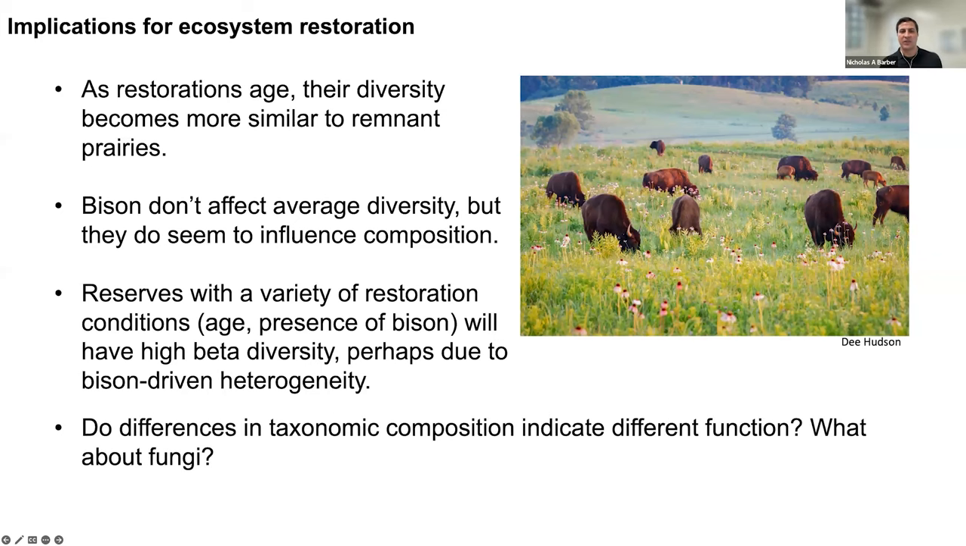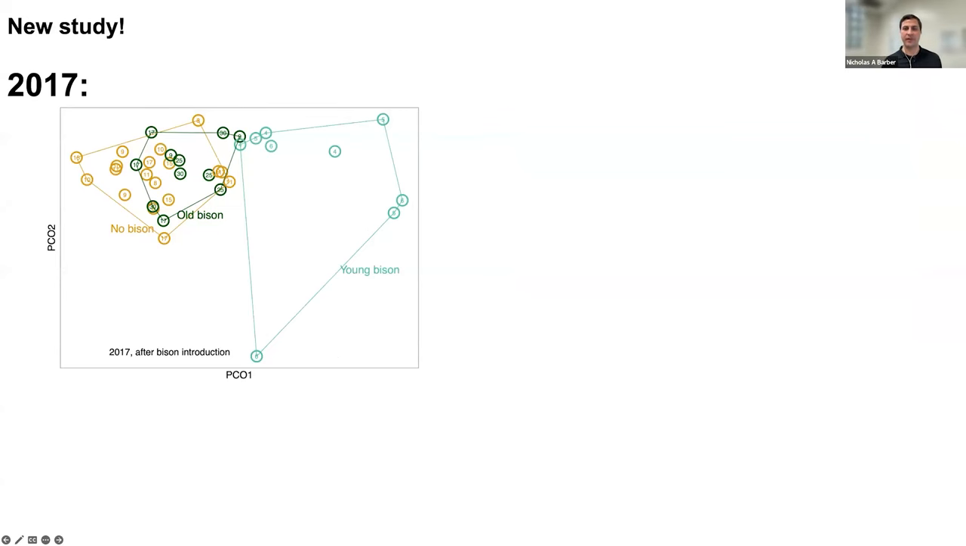But a couple other questions came up from this work. First, we used 16S sequences looking just at taxonomic composition. We can ask, do these taxonomic differences actually translate into differences in functional potential of these microbes? And we're only looking at prokaryotes. What about fungi, which obviously, and we saw in Emily's talk, are a big part of soil communities? We've actually been able to address some of that in some additional work.